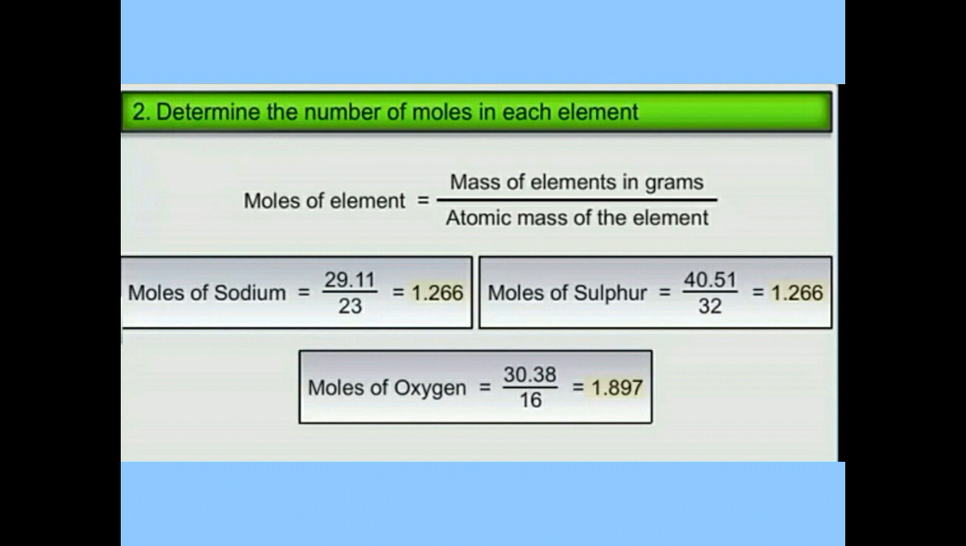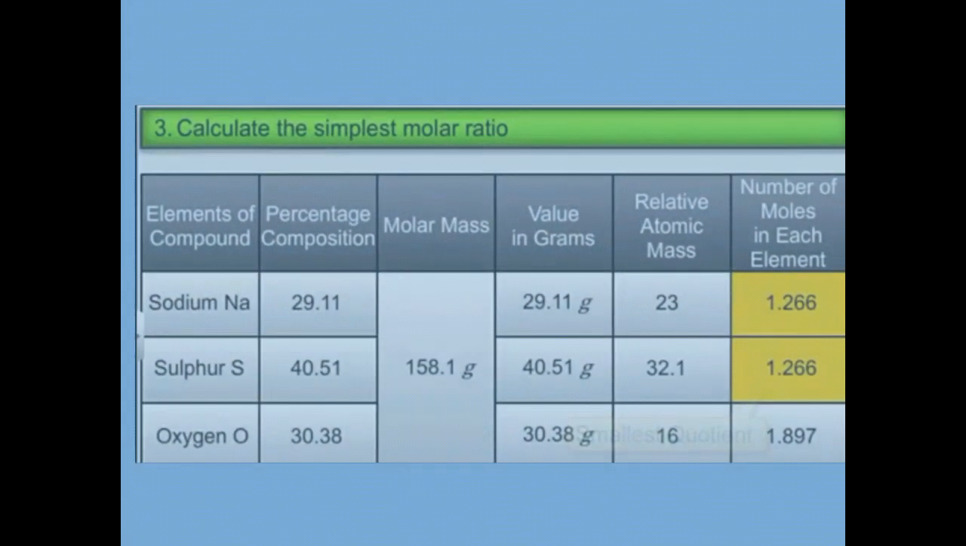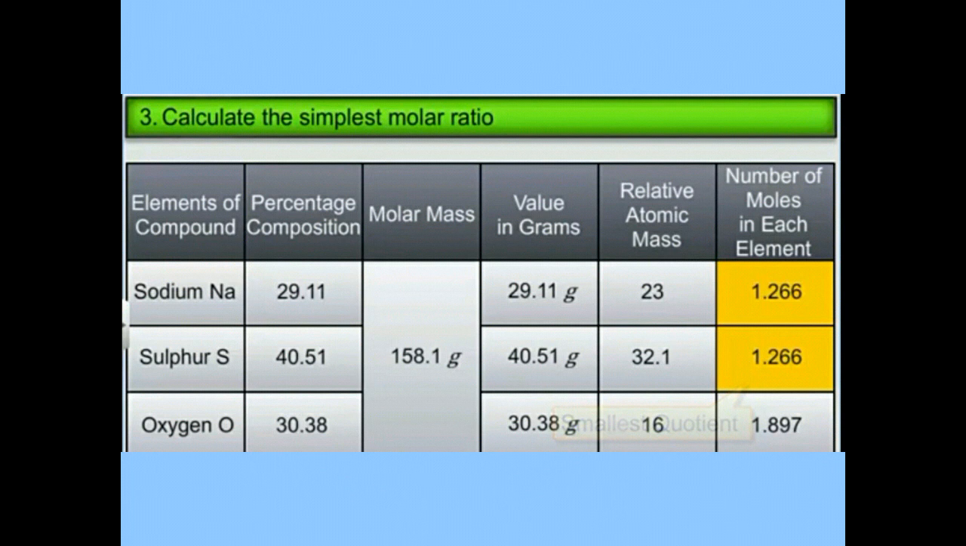The mass of oxygen, 30.38, is given to us and the atomic mass of oxygen is 16. So we will divide it and it becomes 1.897. Now we will write all these numbers of moles here. Now what we have to do, we have to calculate the simplest molar ratio.